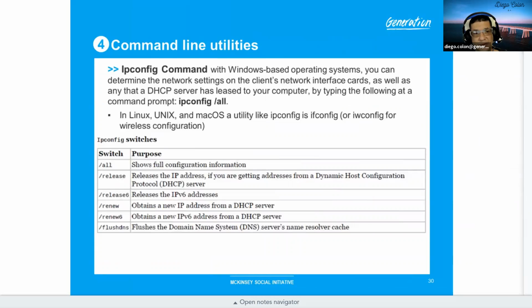Next one. In reference to your ipconfig, you have the following switches. Ipconfig /all gives you all information, everything, as detailed as possible. Ipconfig /release does exactly that. If you have DHCP settings, it's going to release the DHCP settings to any of those cards. Anything that's manual won't release, since it's manual. The same thing here, you have release6 for IP version 6, renew to your DHCP server, or renew6 to renew an IP from version 6.